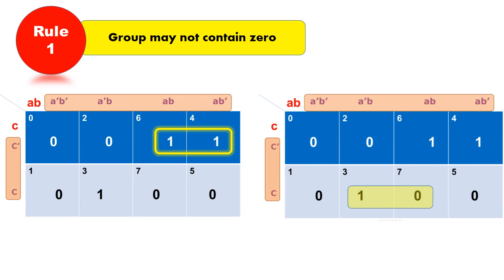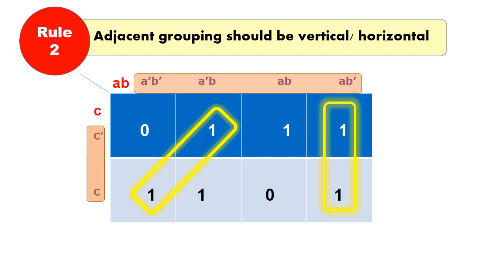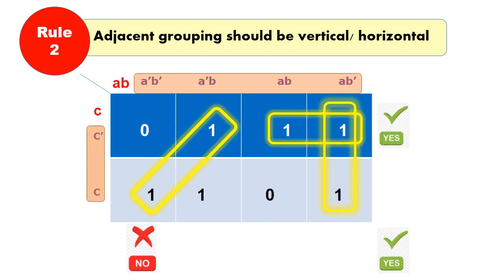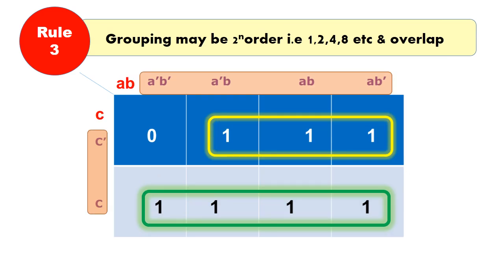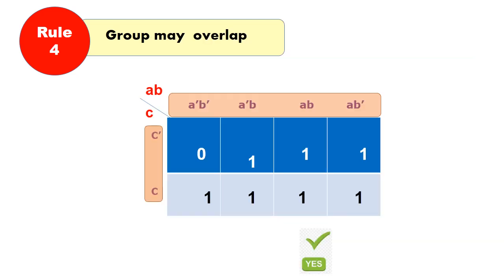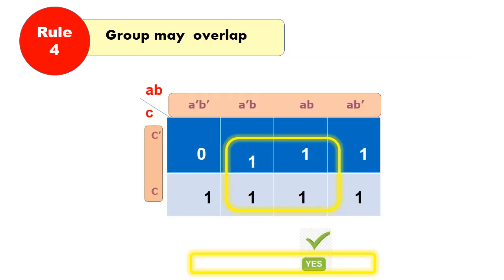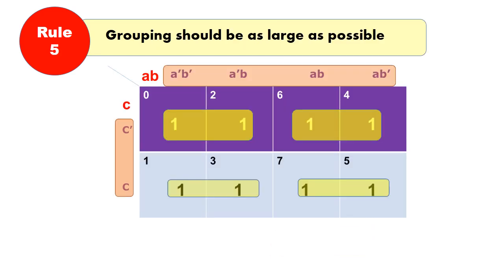The first rule is, the groups may not include any cell containing a 0. The second rule is, groups may be horizontal or vertical but not diagonal. Groups must contain 1, 2, 4, 8 or in general 2 power n cells. Groups may overlap each other. Grouping should be as large as possible.